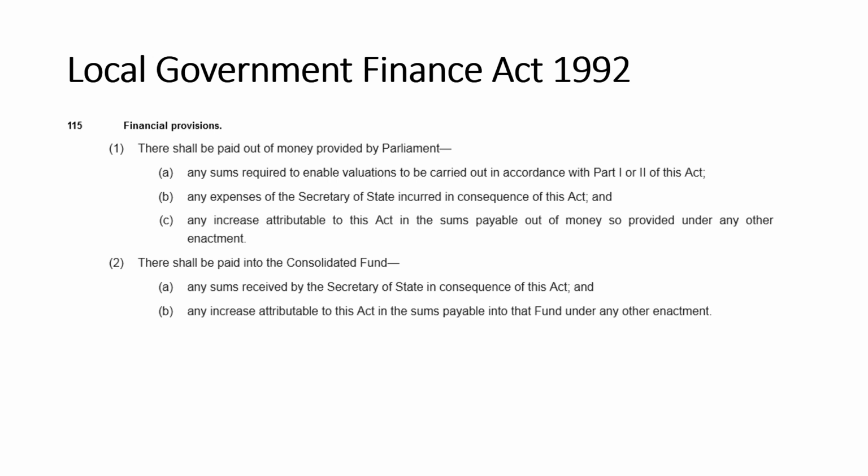And then it says here there should be paid out of money provided by Parliament any sums required to enable evaluations to be carried out in accordance with Part 1 or 2 of the Act, any expenses of the Secretary of State incurred in consequence of the Act. Well, this would draw your conclusion to the fact that you can actually go after the government, and there is the Crown Proceedings Act, which I covered in the previous presentation, so there is a remedy for that as well. And because we have this section 115, we can now use the section 115 because there's got to be an officer involved, and we can hold that officer accountable for the misappropriation of funds.